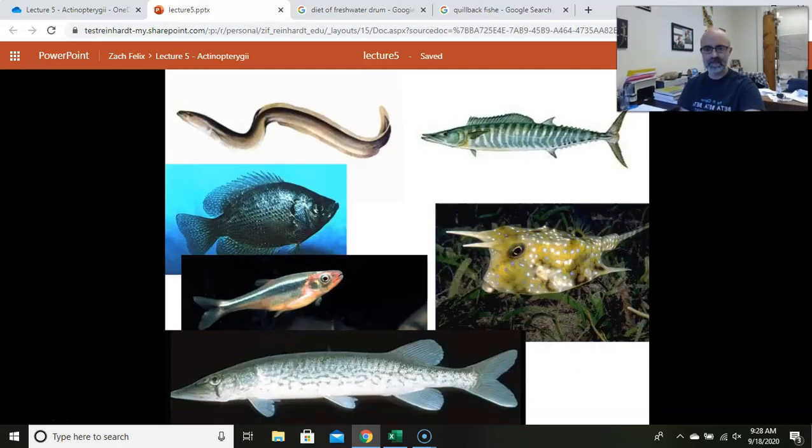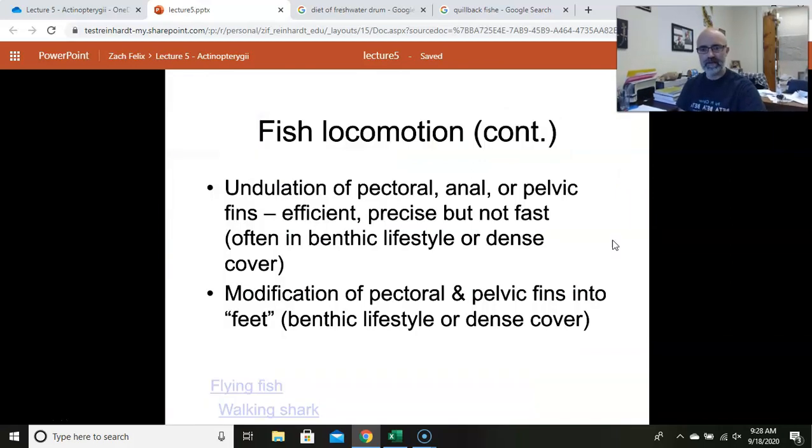Take this, some kind of pufferfish here. They don't rely much on their caudal fin, but rather they use their pectoral, anal, and/or pelvic fins. And seahorses are another good example of this. If you watch a seahorse moving, they basically just have their little pectoral fins spinning, gyrating, and it helps them to move in a precise way. But they're certainly not very fast fish.